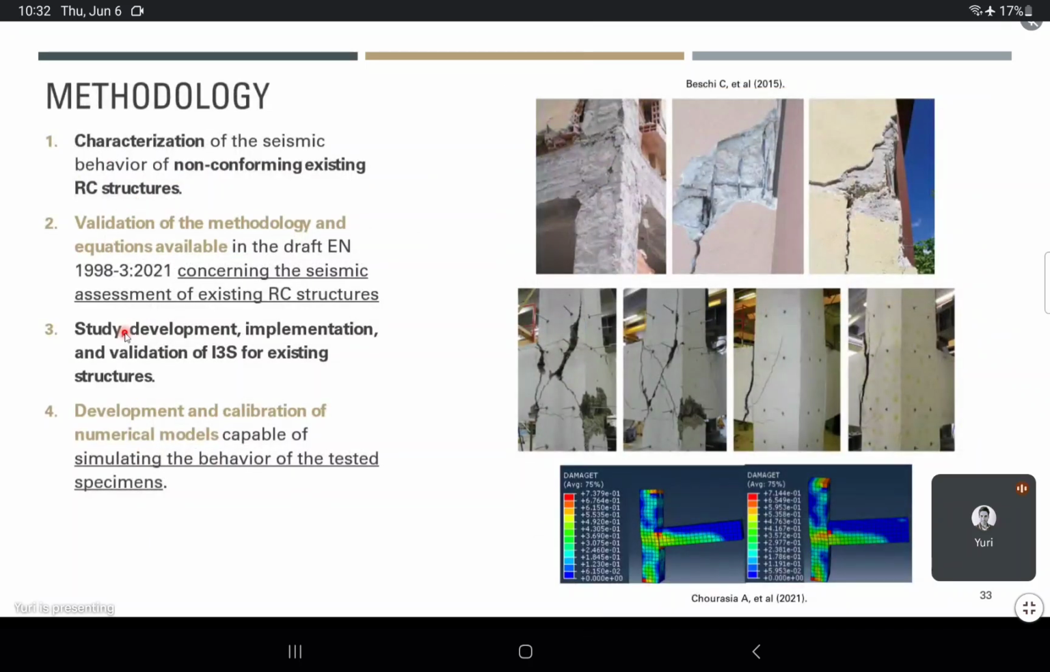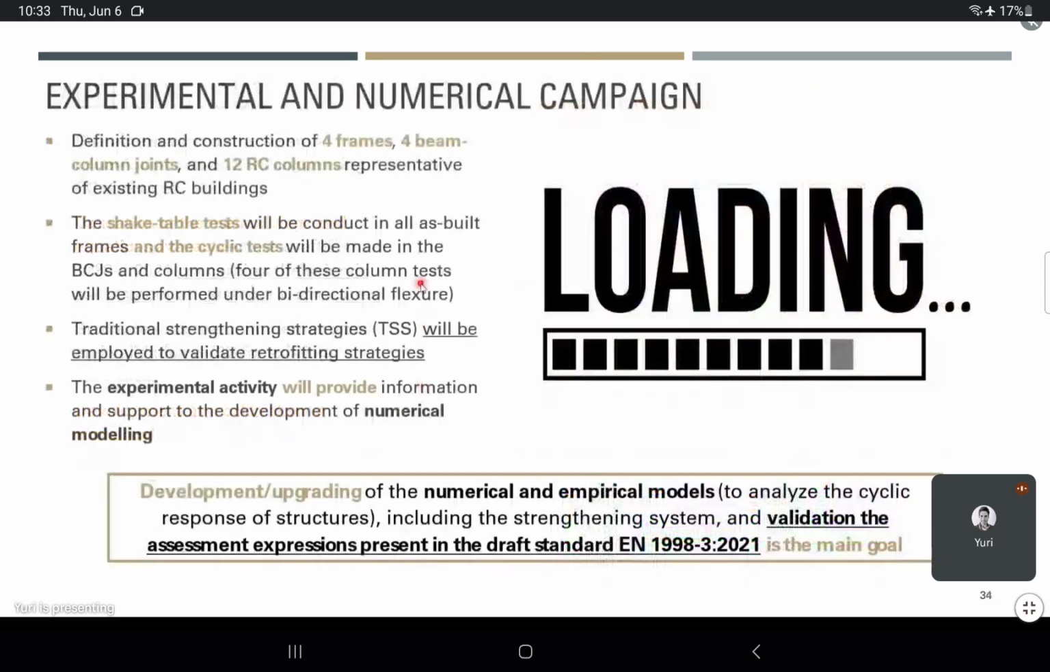So the methodology of this research pretty much is the characterization of seismic behavior. As you can see, we made the state of the art about this. So we know a little bit of what the parameters are that affect all buildings. We also want to validate equations in the new proposal of Eurocode 8. And to do that, we have to study the implementation of this retrofitting and calibrate numerical examples based on experiments. So these are the next things that we are actually going to come up with.